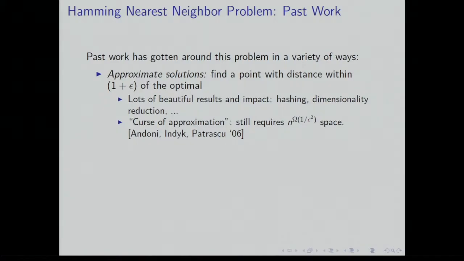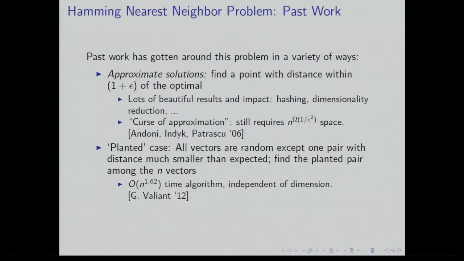Another way around this problem that's become popular pretty recently is to study a planted version of the problem. Instead of looking at the worst case, you're given that all the vectors are uniformly random 0, 1 vectors, except there's one planted pair of vectors with Hamming distance much smaller than you would expect. And actually, Greg Valiant a couple of years ago came up with a really neat n to the 1.62 time algorithm for this using some fast matrix multiplication tricks. Which is especially neat because the running time is independent of what the dimension of the vectors ends up being.